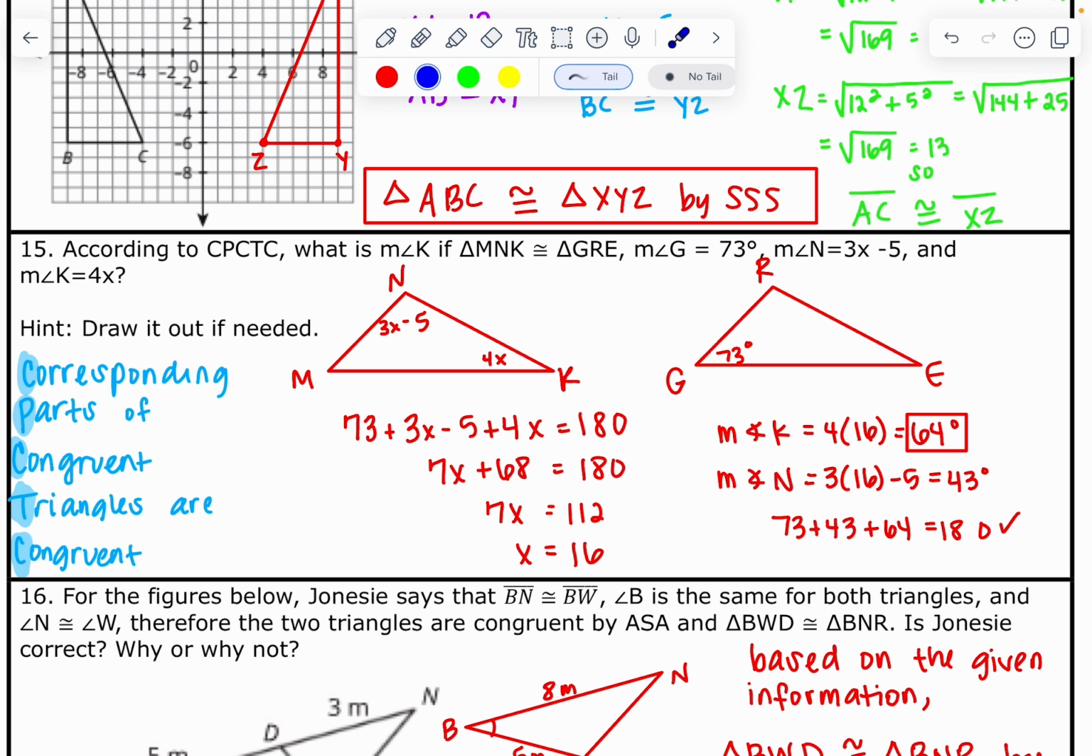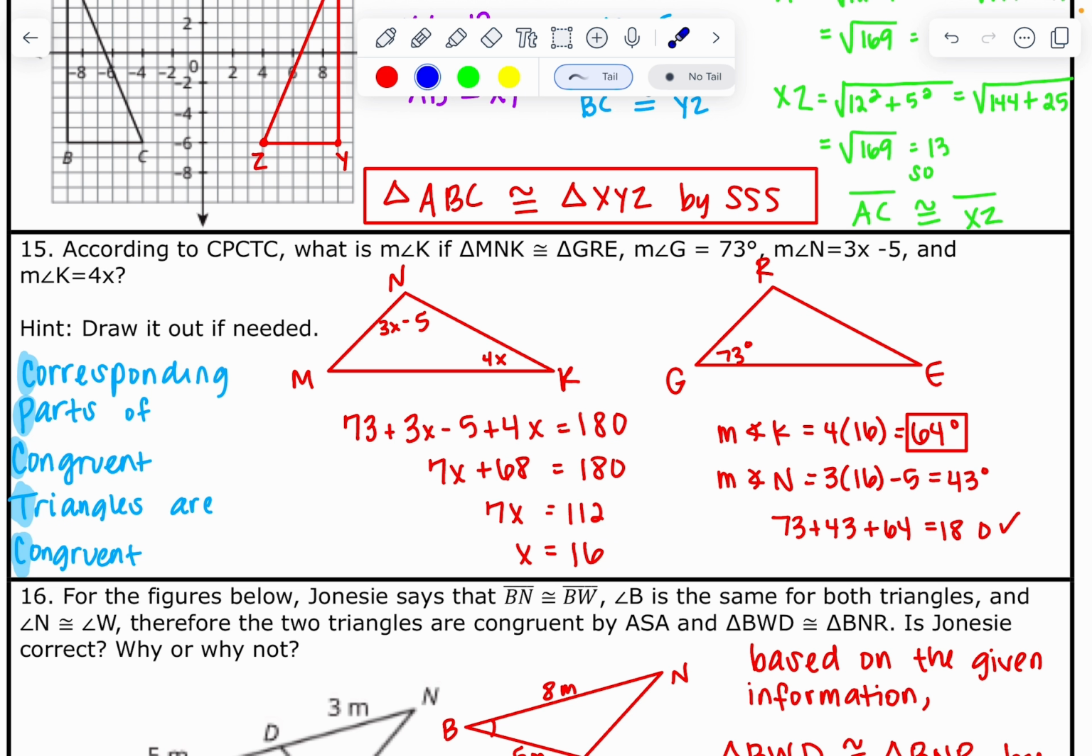And then you're going to use the CPCTC reasoning, right? So if these two triangles are congruent, that means M and G are both 73 degrees. So if this is also 73 degrees, then you can assume that if you add these three angles together, it's going to equal 180. So that's how I set up my equation. Then I just solve the equation. Combine your like terms. That's how we get the 7x. 73 minus 5 is 68. I subtracted 68 from both sides. That's how I got that next step. Then I divided both sides by 7. That's how I got this last step.